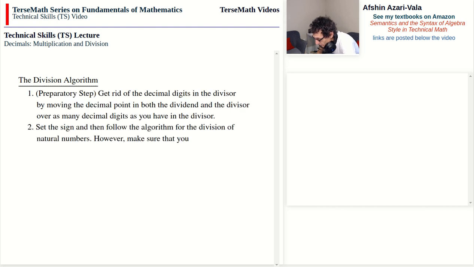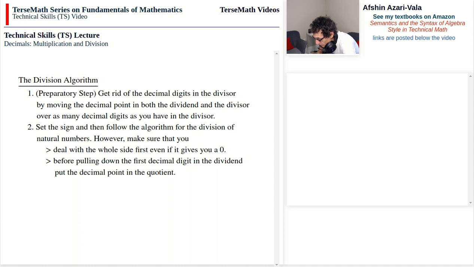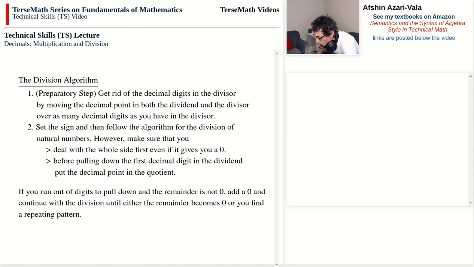Now, there are 4 steps that I'm going to list, actually 2 steps that I'm going to list, and then we will talk about them in more detail. Step 1, which is a preparatory step, is to get rid of any decimal digits that you may have in the divisor, and I'll tell you how it's done through examples. The reason for this is because step number 2 assumes that the divisor does not have any decimal digits. And then in step number 2, of course, you can work out the sign first, and then you basically follow the algorithm for the division of natural numbers.